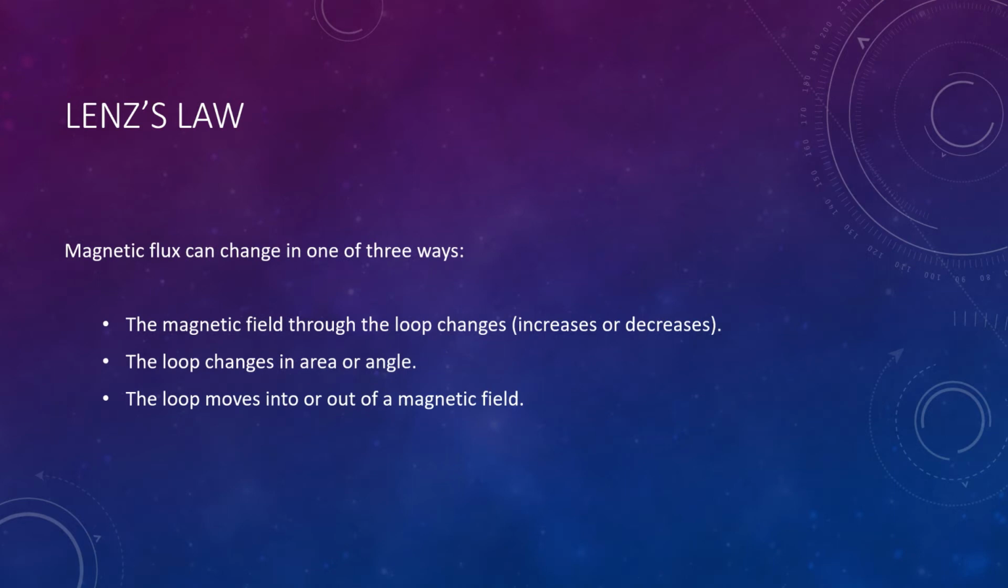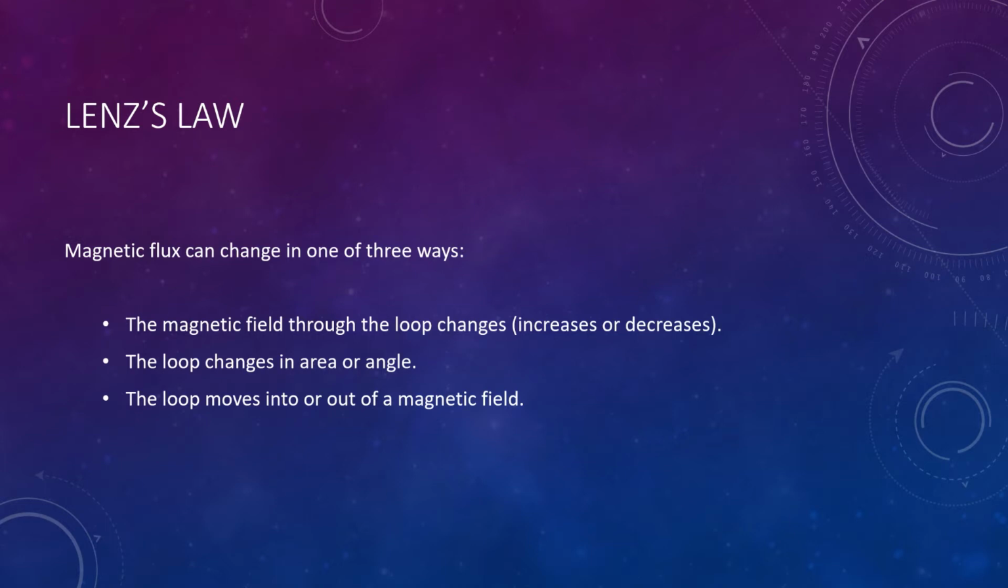Well, first of all, let's recap again. Magnetic flux can change in one of three ways. The equation that we came up with last time was AB cosine theta. So those three things can change. Either the field strength changes, so you can have a greater field strength or a weaker one. The loop can change in its area. So in that case, the area A is given by length times width, or pi r squared, what have you. So if you change the size of that loop, that will change your flux.